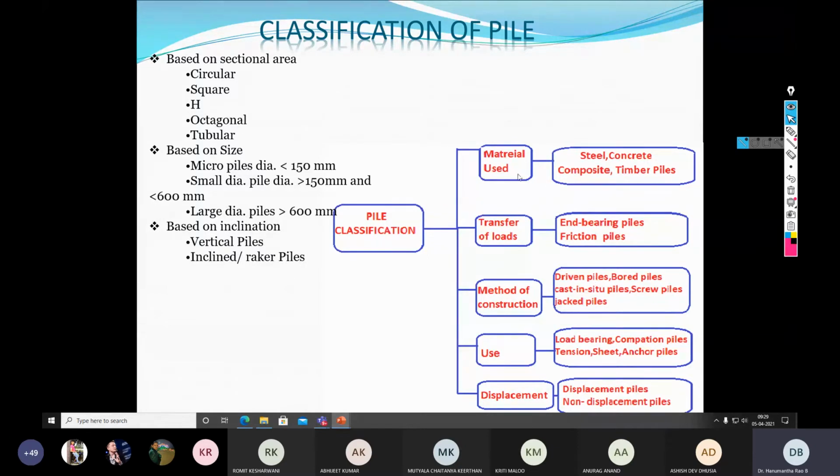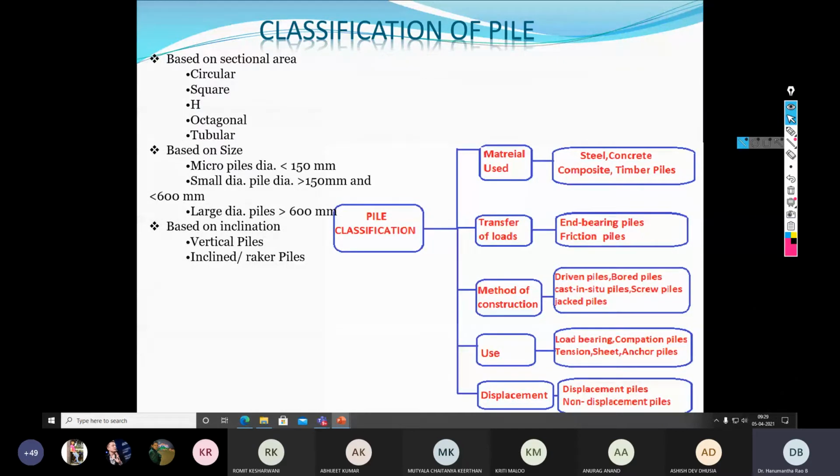Now, depending upon the material used, they are called steel pile, concrete pile, composite pile, timber pile. Very early on, people used to use timber piles extensively, but nowadays the use of concrete piles is prevalent, and even steel piles also.